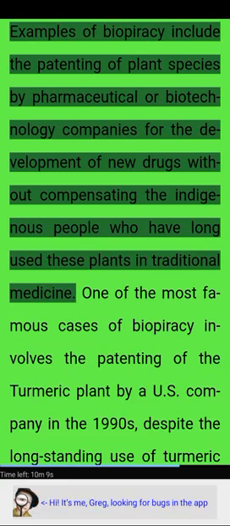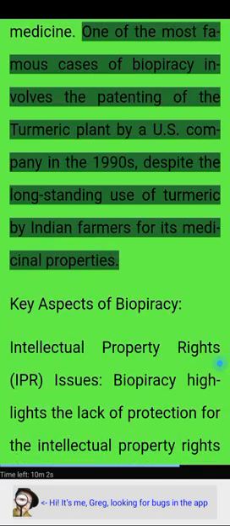Examples of biopiracy include the patenting of plant species by pharmaceutical or biotechnology companies for the development of new drugs without compensating the indigenous people who have long used these plants in traditional medicine. One of the most famous cases of biopiracy involves the patenting of the turmeric plant by a U.S. company in the 1990s, despite the long-standing use of turmeric by Indian farmers for its medicinal properties.